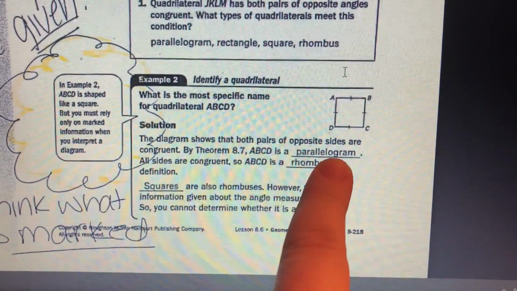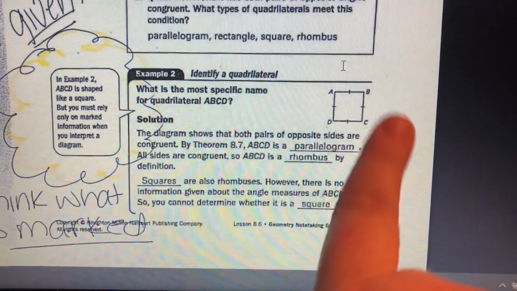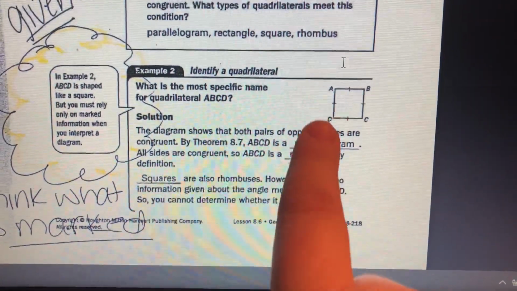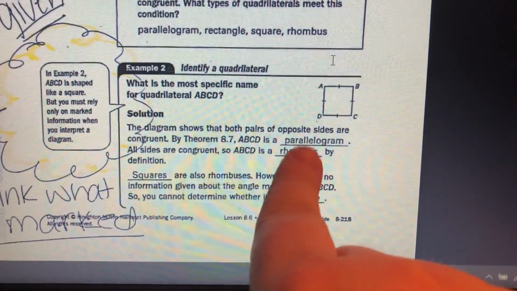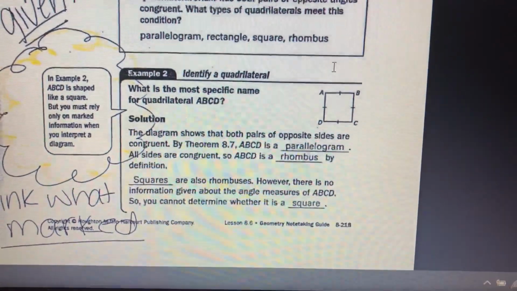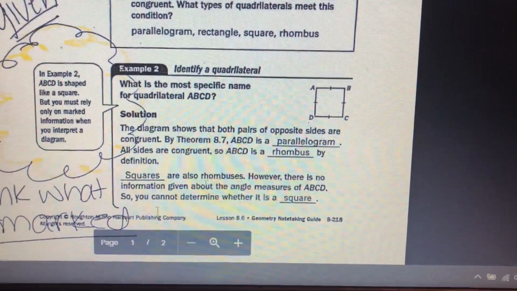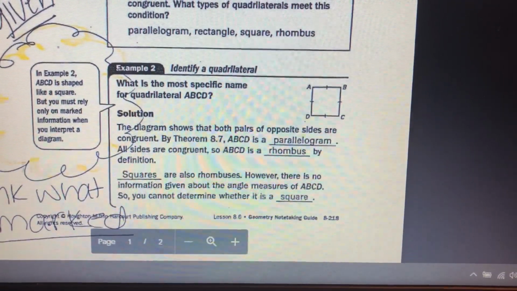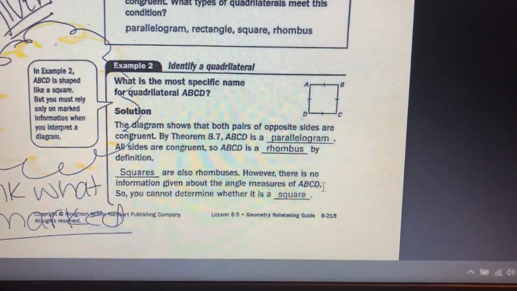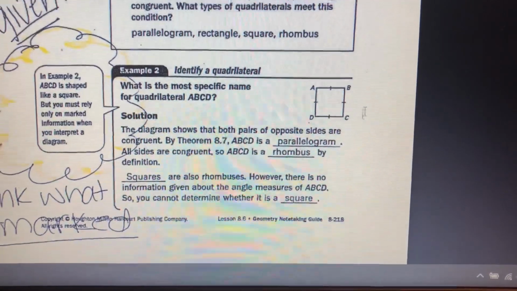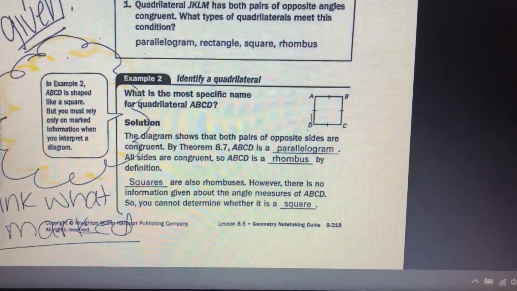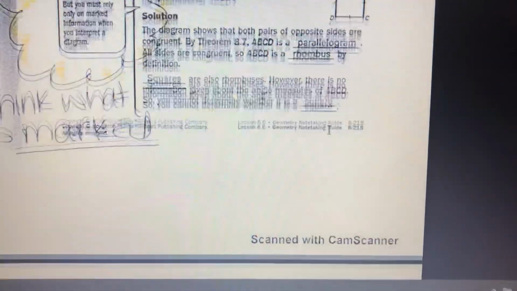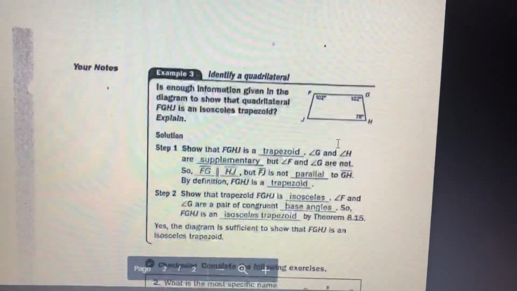In a parallelogram, we know opposite sides are congruent, so we know it's a parallelogram. Now, if every single side is congruent, that's a property of a rhombus. We don't know anything about the angles. We know squares are rhombi, squares are also rhombuses. However, there's no information given about the angle measures, so we cannot say that this is a square. All that we can say is that this is a rhombus. We can only use what is given to us.